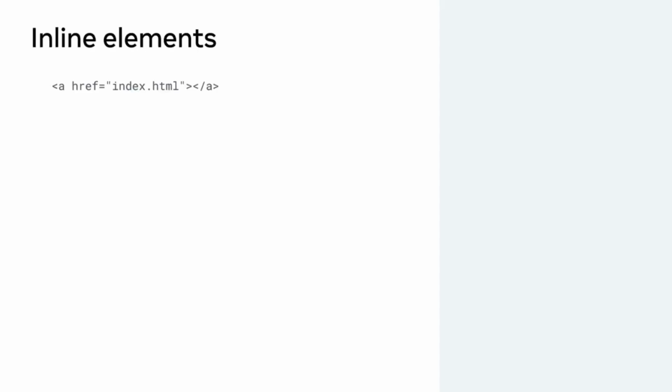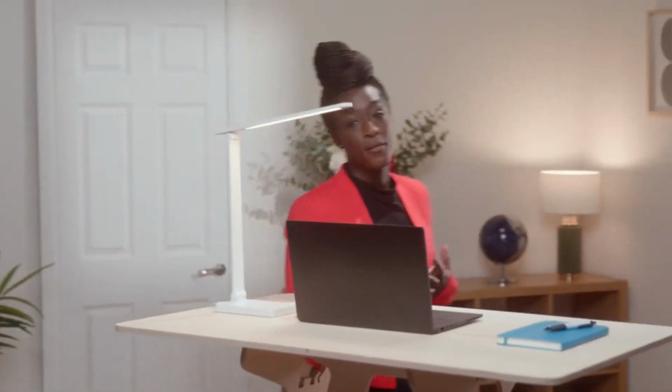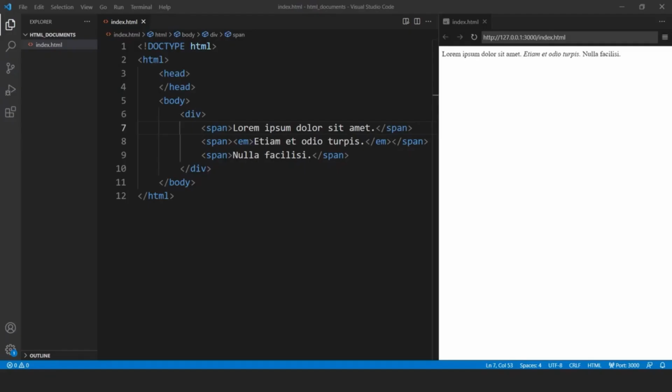You also need to be familiar with common inline elements. These include the tags anchor, image, input, label, bold, italics, emphasis, and span. Let me demonstrate the difference between block and inline now by using an example of an HTML file containing div and span elements. Okay, so I've opened Visual Studio Code here.